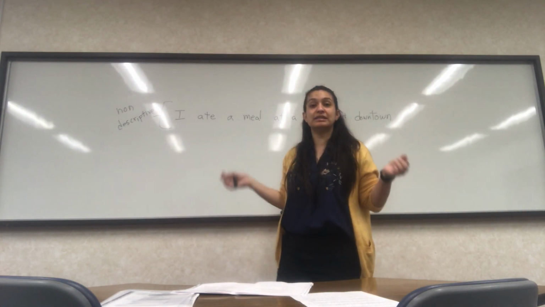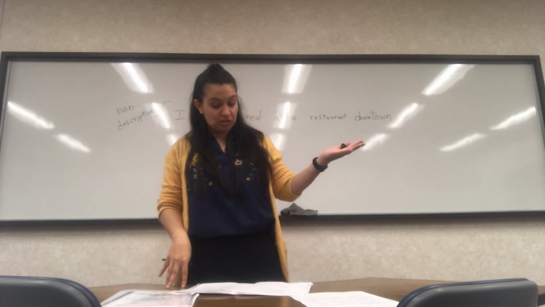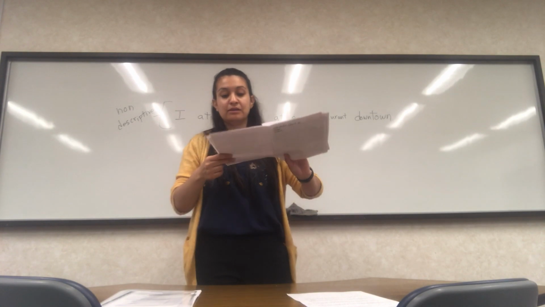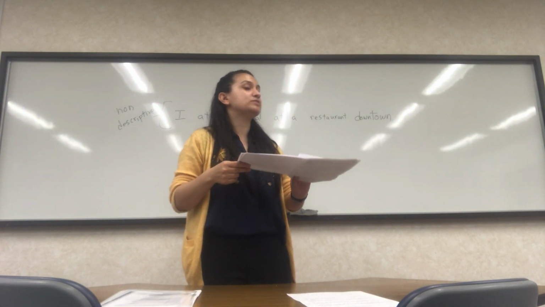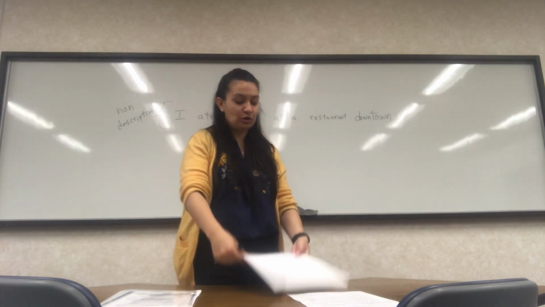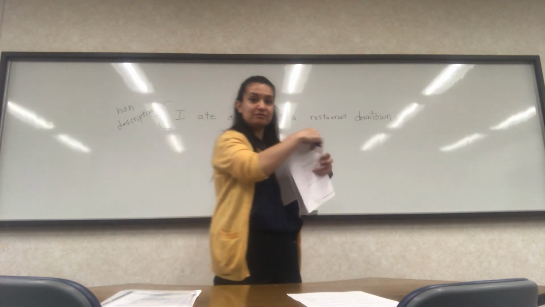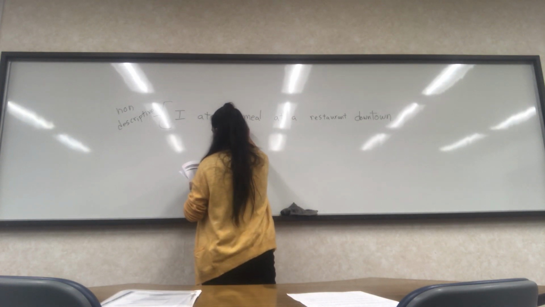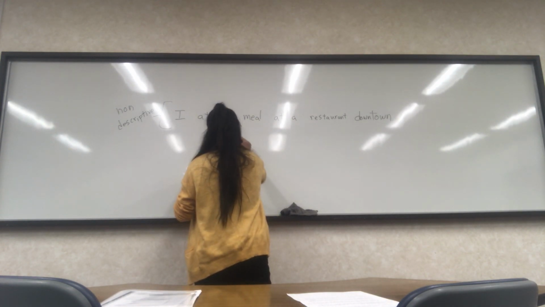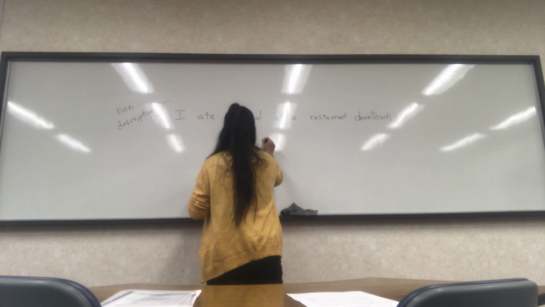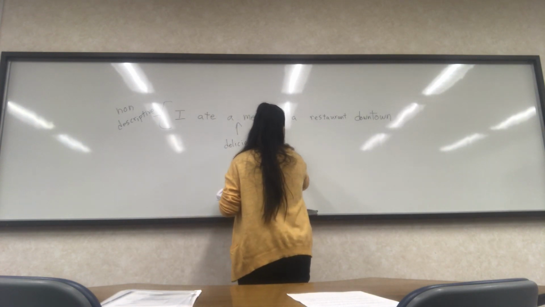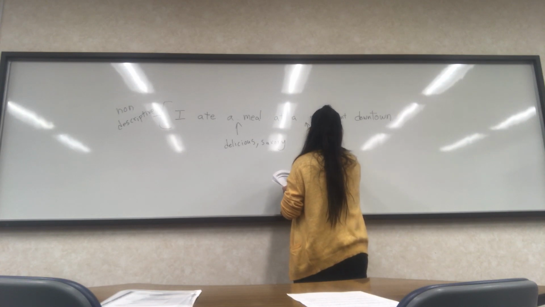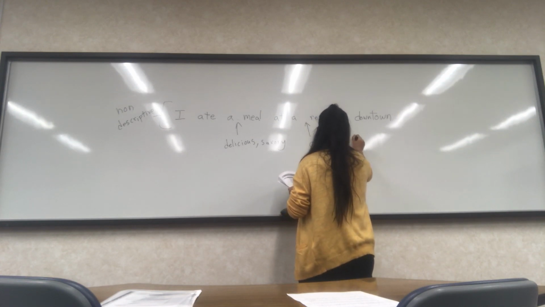Can somebody read the second sentence? Student D. I ate a delicious savory meal at a cozy French restaurant downtown. Good. So the adjectives used are delicious and savory. What kind of restaurant would you say? Cozy and French.